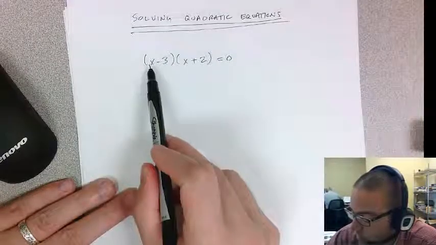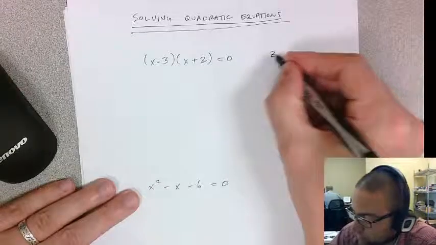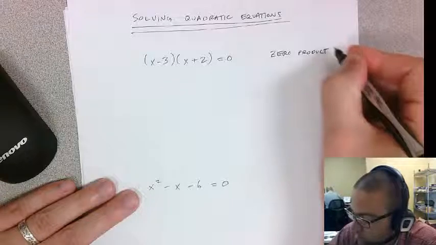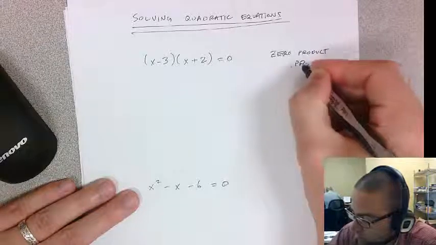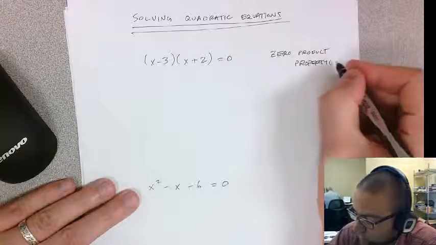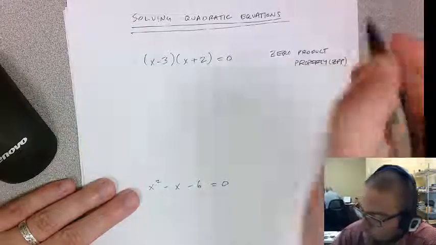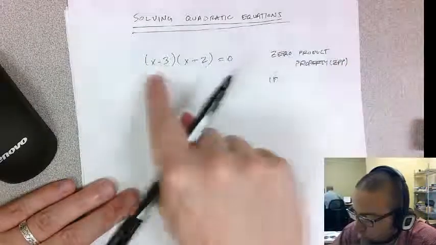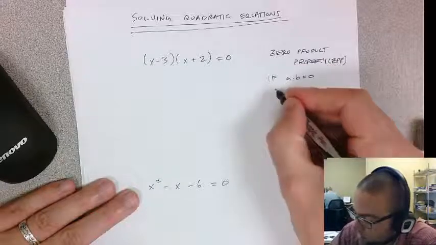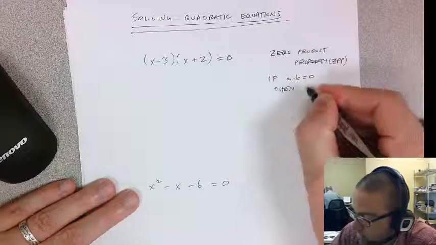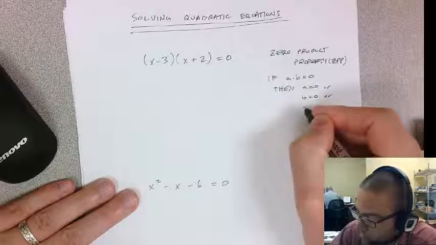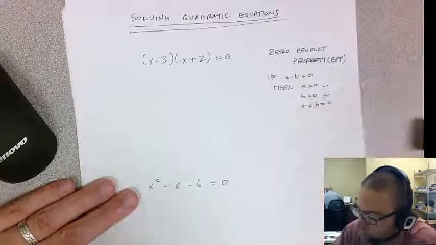This one we already know from the zero product property, right? The zero product property. Short name for that is ZPP. That if two things are multiplied together that equal 0, so A times B is equal to 0, then A can equal 0, or B can equal 0, or they both equal 0. So A equals B equals 0.